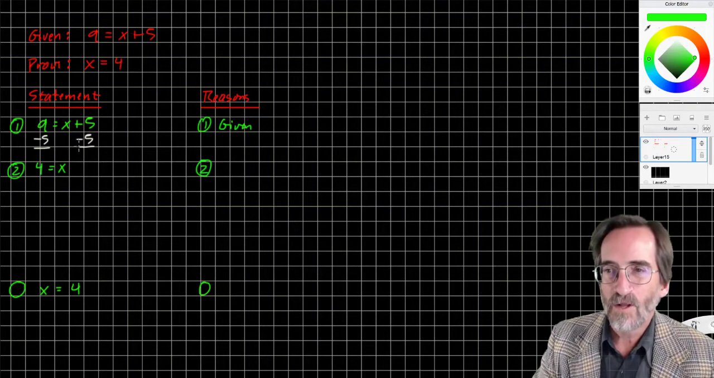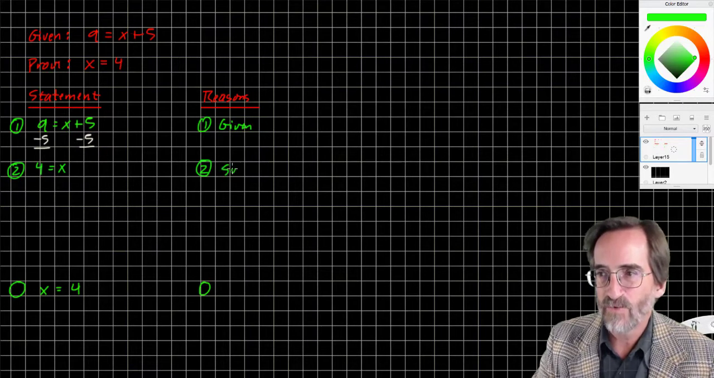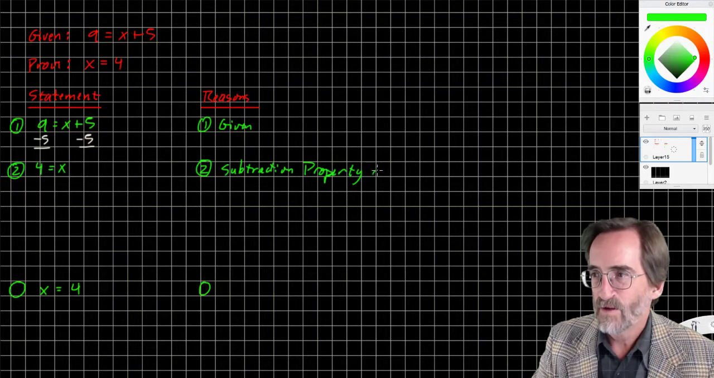The rule that allows us to subtract the same thing from both sides is called the subtraction property of equality. It says I can add or subtract the same thing to both sides. Subtraction property of equality.